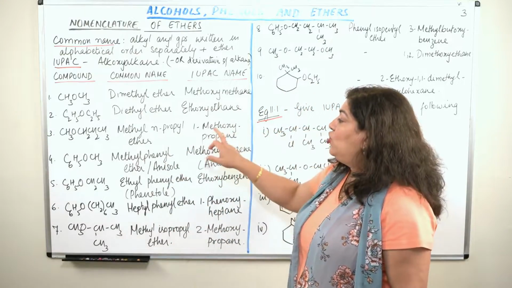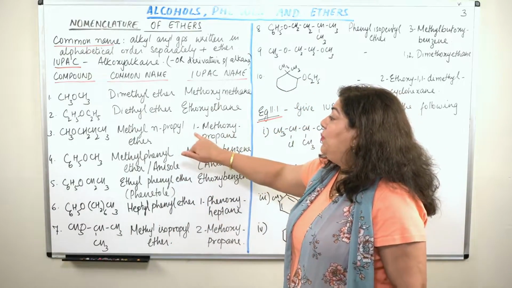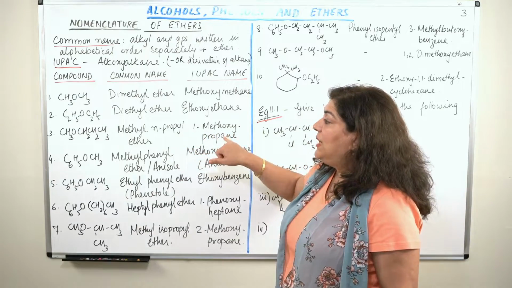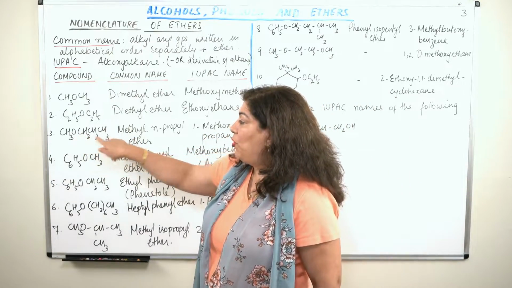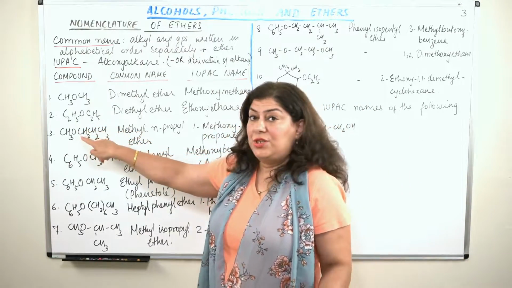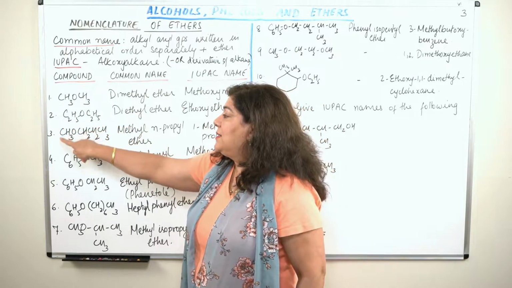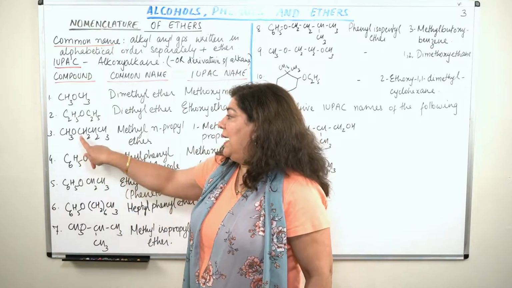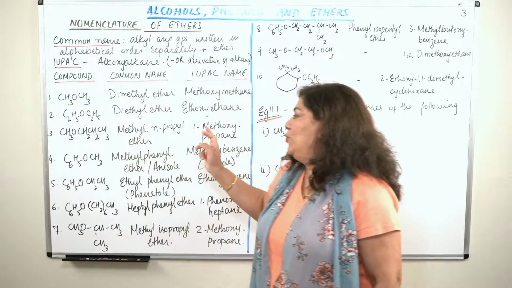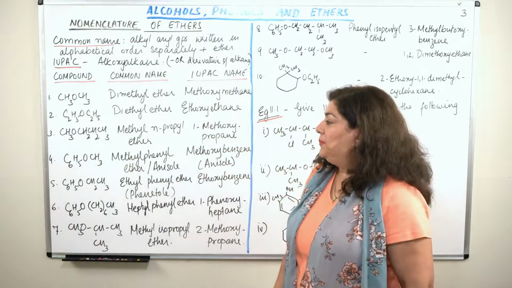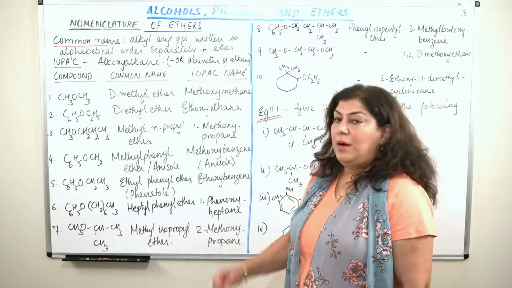And in IUPAC nomenclature, how would I name it? This would be 1-methoxypropane. Do you see? This is propane. My parent hydrocarbon becomes this. I just explained it to you a little while back. This is propane. And this is the substituent, which is methoxy, and it is attached to the first carbon, so we write 1-methoxypropane. Come to the next compound, compound 4.